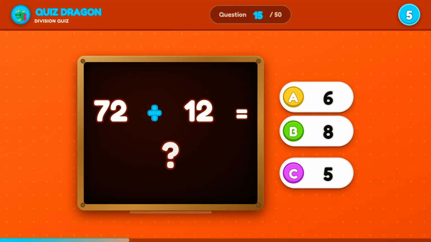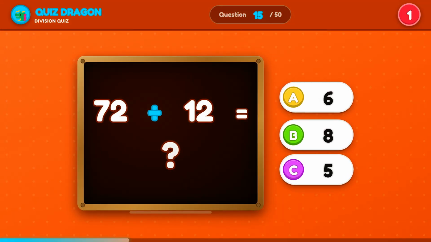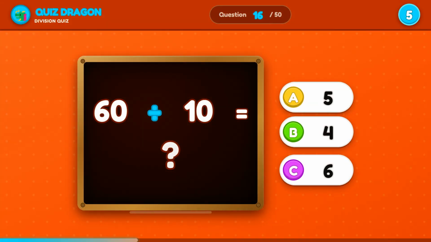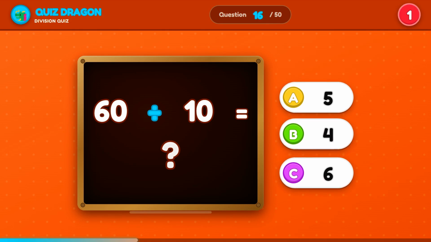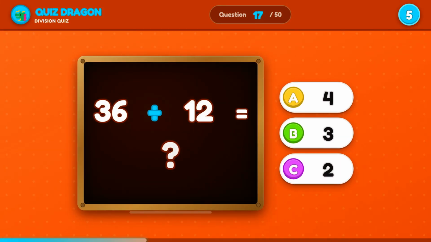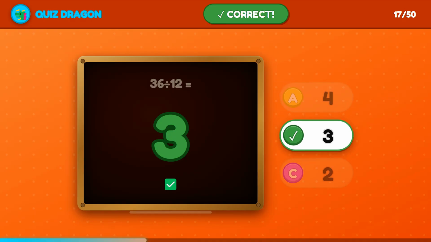Question 15. What is 72 divided by 12? The correct answer is A, 6. Question 16. What is 60 divided by 10? The correct answer is C, 6. Question 17. What is 36 divided by 12? The correct answer is B, 3.